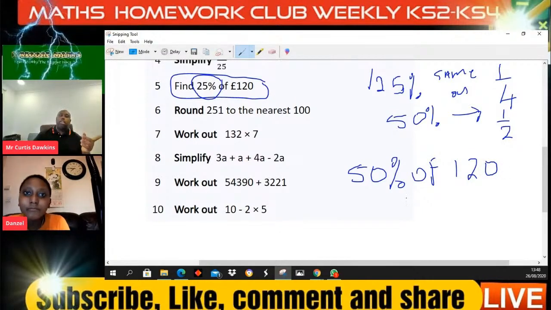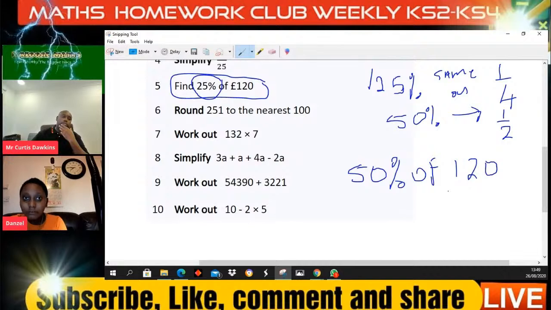50% is the same as a half. So what's half of 120? What's half of 120, Denzel? So what's half of 12? What's half of 12? The number 12. What's half of 12?